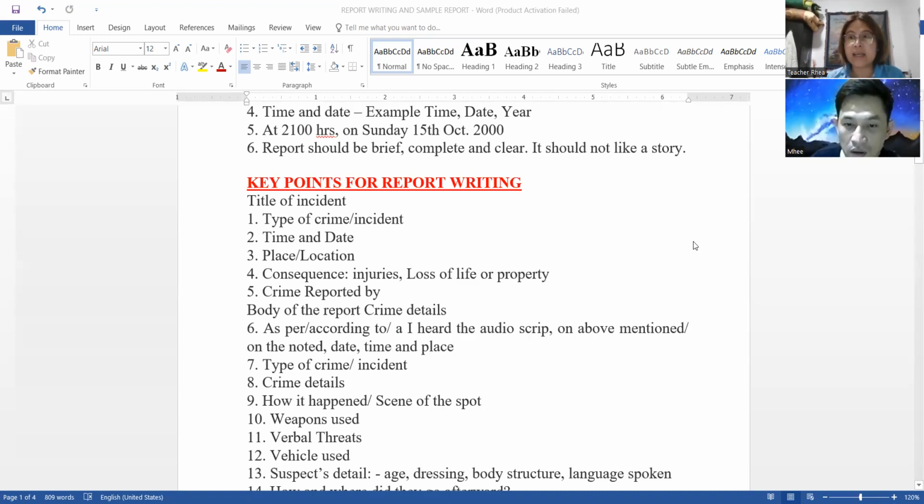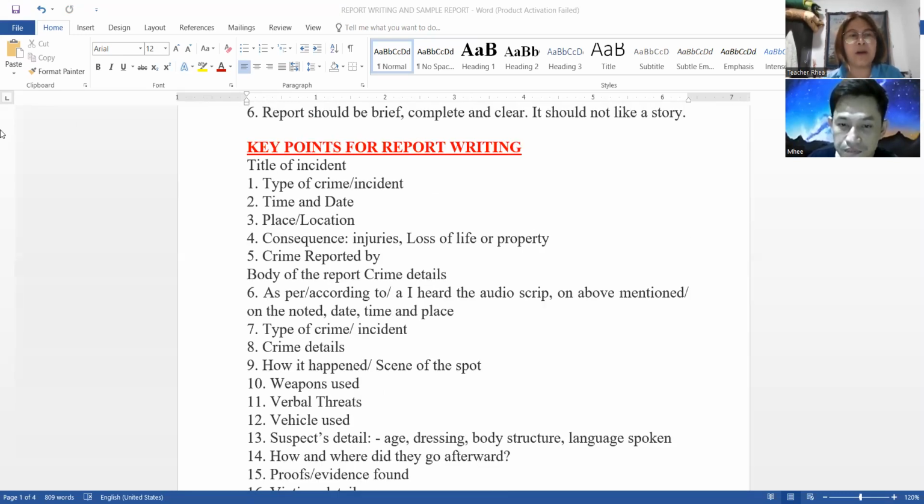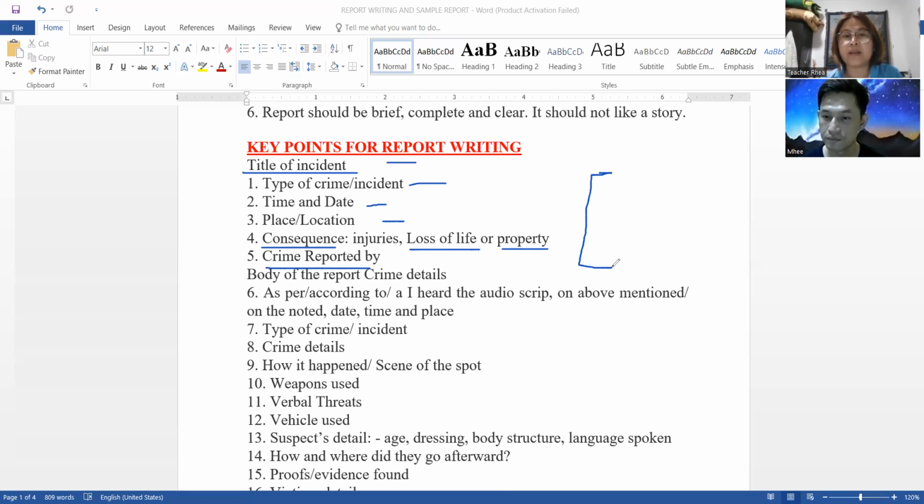So while reading the incident report, you have to prepare. What's the title? You have to prepare for this. So what's the title of the incident? Then what's the type of crime? The time and date, when it happened, and the place where it happened, and the consequence. So are there any injuries? Are there any loss of life or property, death or loss of properties? And who reported the crime? So this is in the first paragraph of your report.